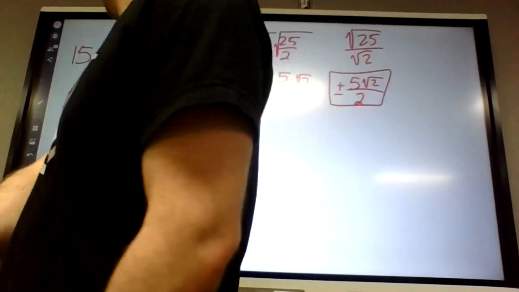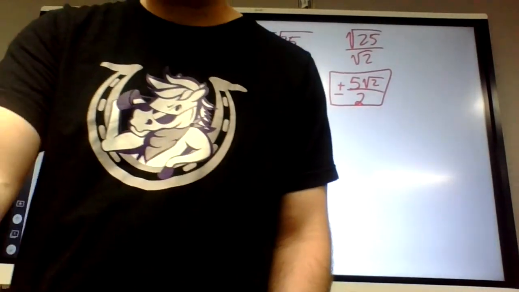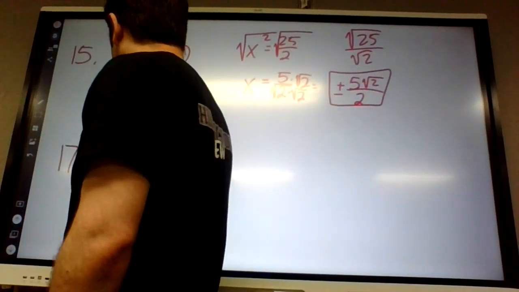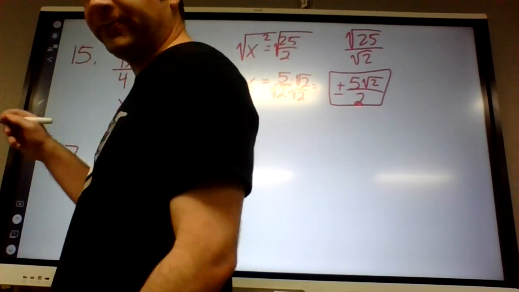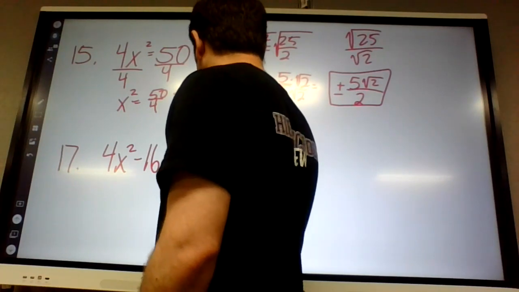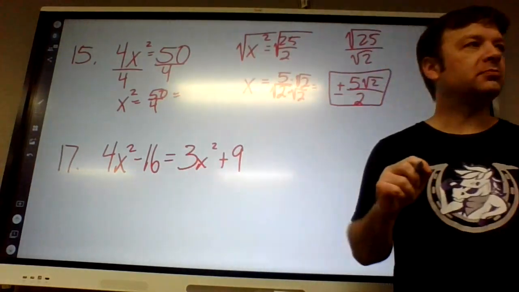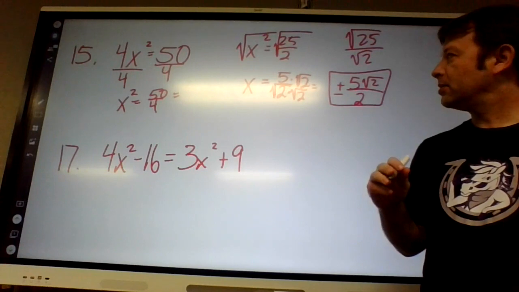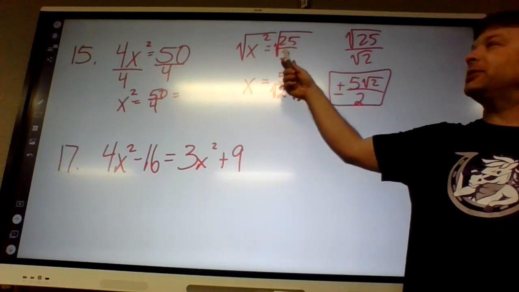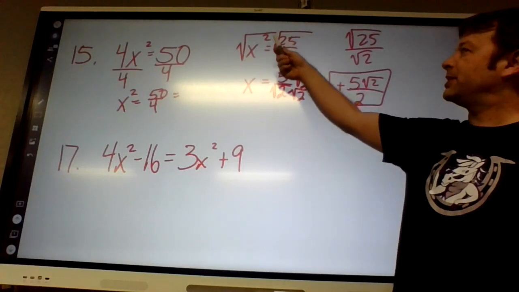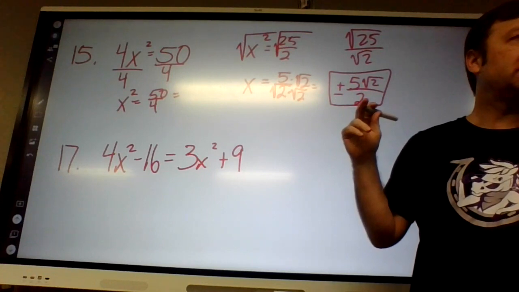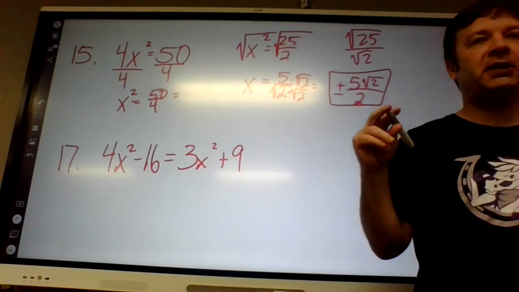Where are we at? 17. 4x squared minus 16. God forbid we use our brains just a little bit. Like I said, Olivia, if you just borrowed Sarah's calculator on that part, it would spit that out. But don't forget the plus or minus.